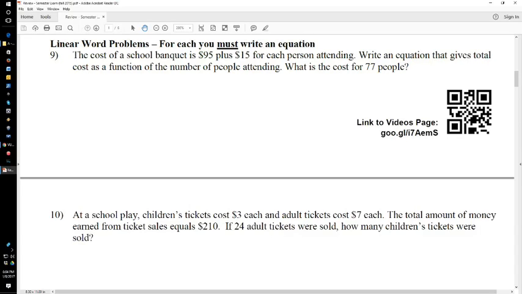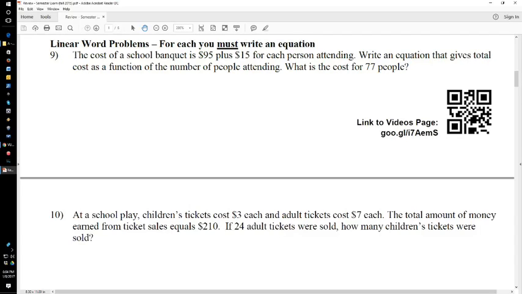So number 9, the cost of a school banquet is $95 plus $15 for each person attending. Write an equation that gives the total cost of a function as a function of the number of people attending. What is the cost for 77 people?